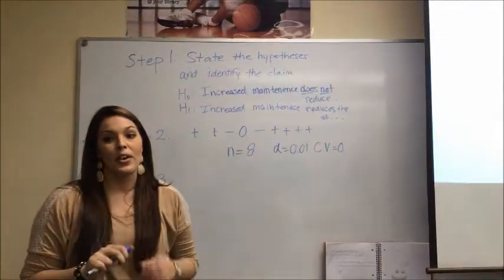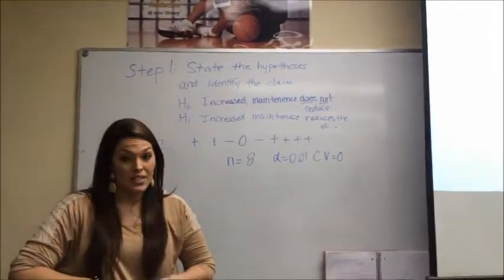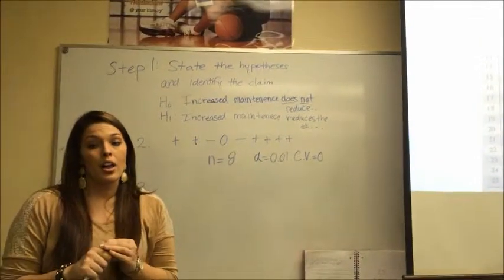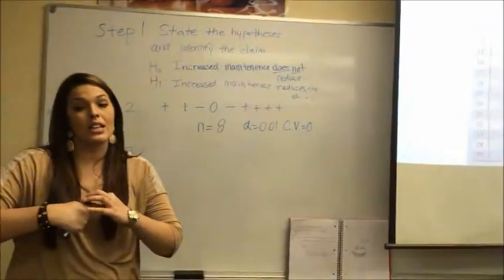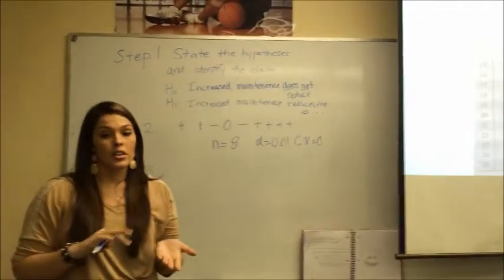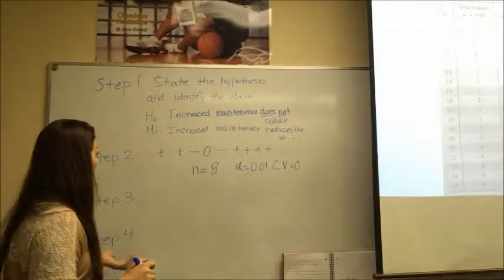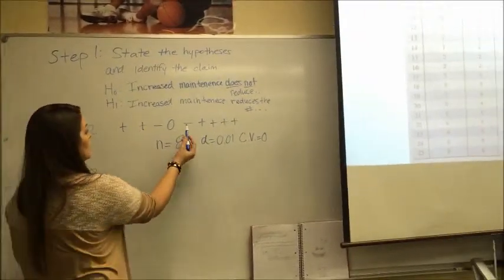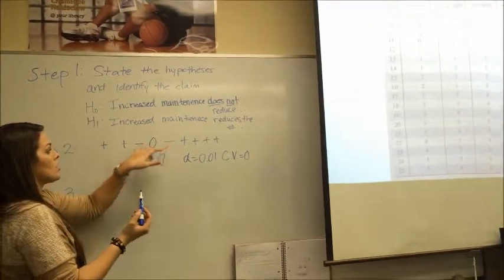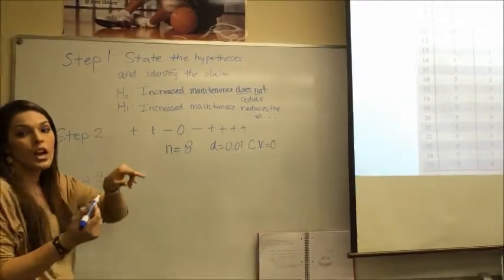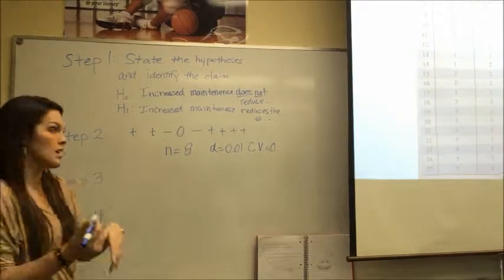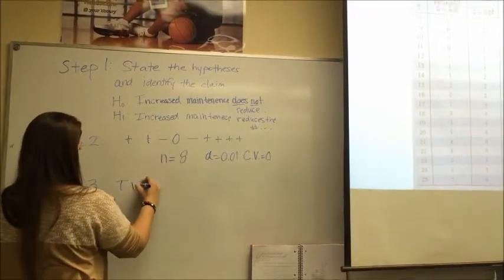Okay, now on to step 3. This is where we compute the test value. You count the number of positive and negative signs found in step 2 and use the smaller value as the test value. So clearly this looks like the lesser of the signs. There are 2 minus signs. So 2 is going to be used as our test value.